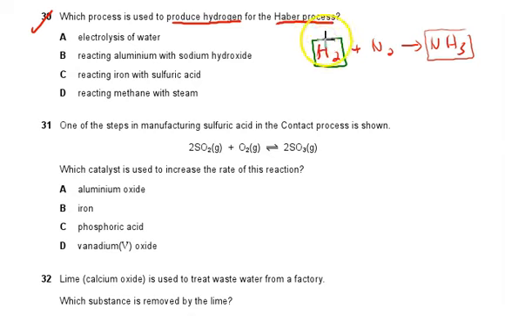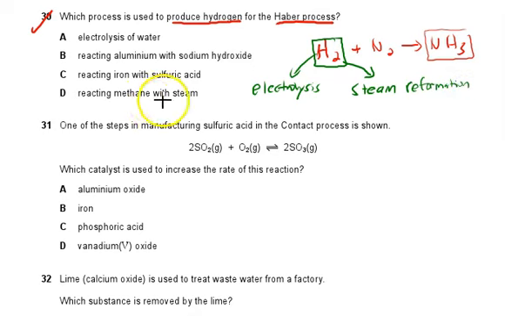So there are only two possibilities. One is electrolysis. I just write it down over here. Electrolysis is a very high cost, and you can also use the normal method that is used in this industry, steam reformation with the methane gas. So you have two answers here: electrolysis of water and also reacting methane with steam. So the best answer here will be D. This is the most common method used in the industry.